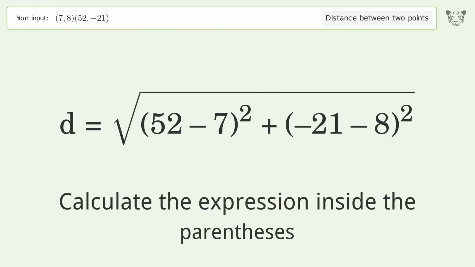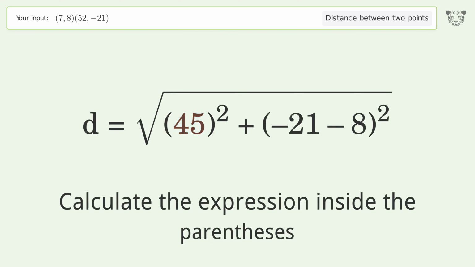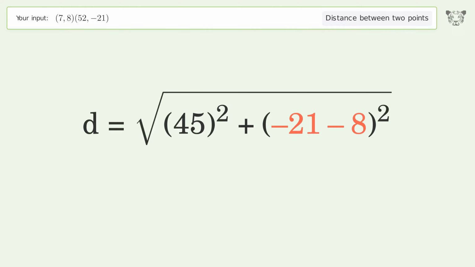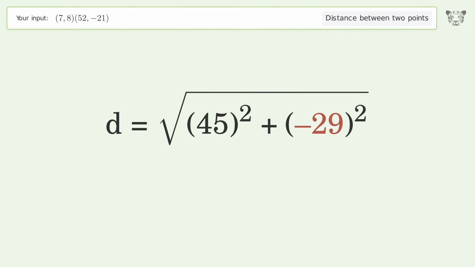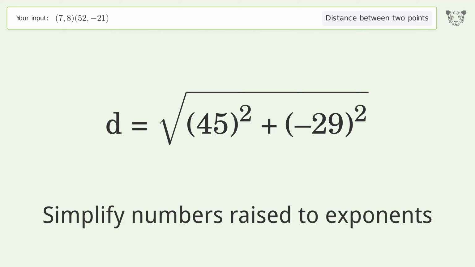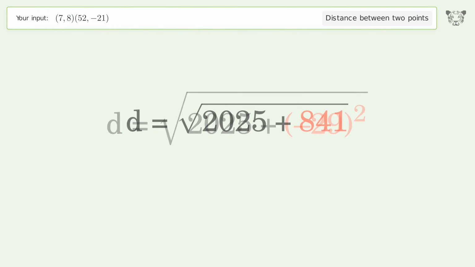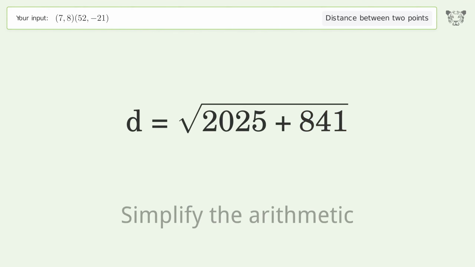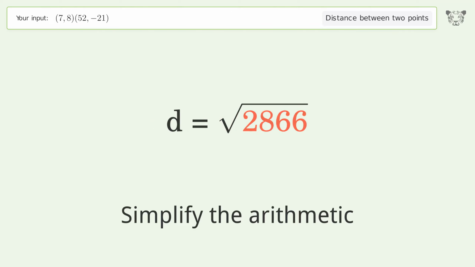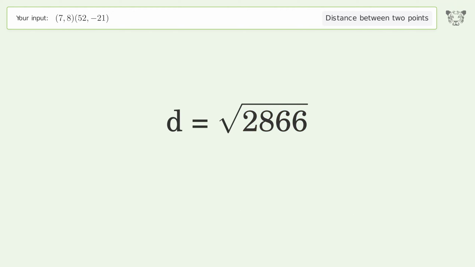Calculate the expression inside the parentheses. Simplify numbers raised to exponents. Simplify the arithmetic. And so the distance between the 2 points is the square root of 2866, or 53.535.